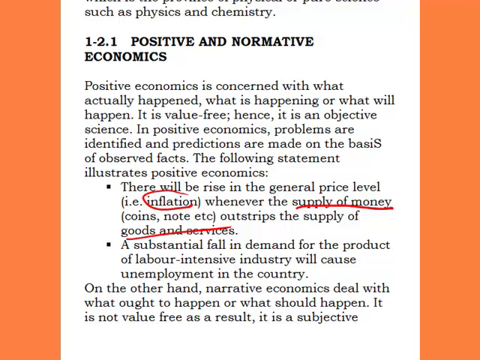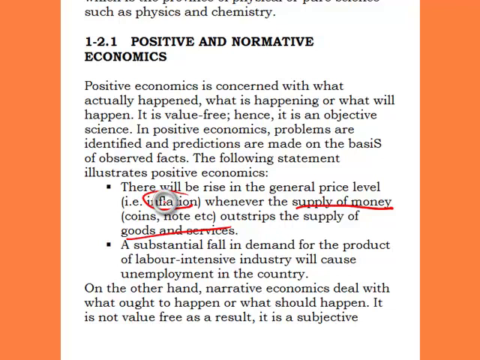So what this is saying, as a positive economics statement, is that there will be a rise in the general price level. We were not just making a prediction that there will be a rise in the general price level. There is a reason, and that reason is verifiable. That reason is that if the supply of money is more than the goods and services, it is objective economics. Because of what?